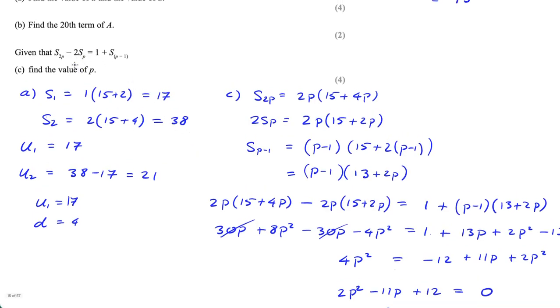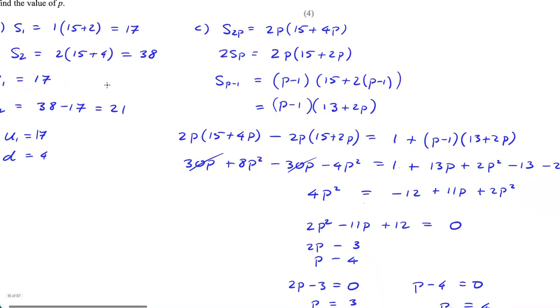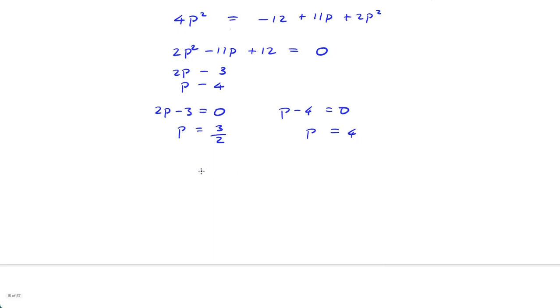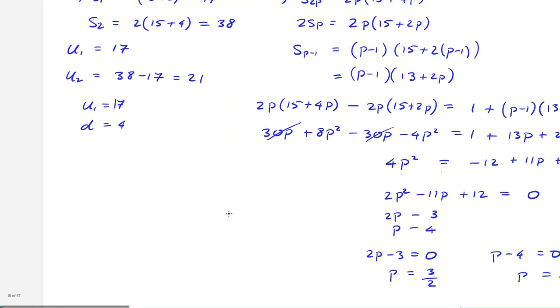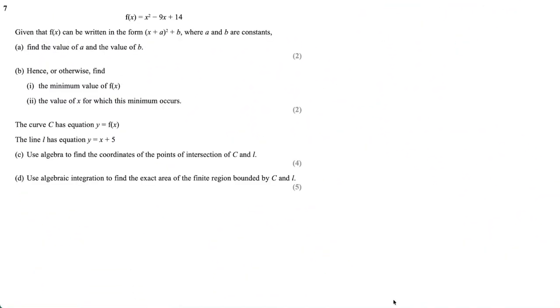Now, let me just check, guys. What does p have to be? Well, it's the number of terms, guys, so p has to be a positive integer. I'm going to say p is an element of positive integers, therefore p equals 4. Okay, that, guys, is question 6.